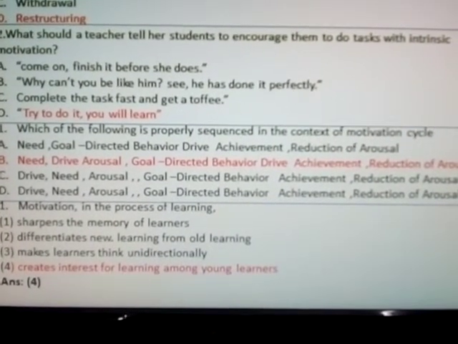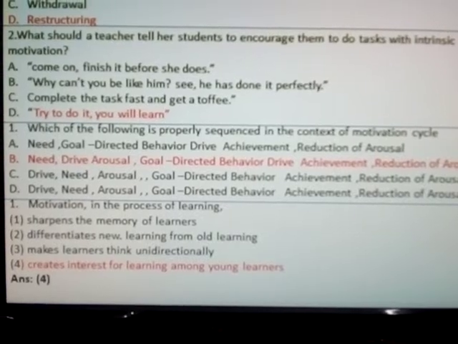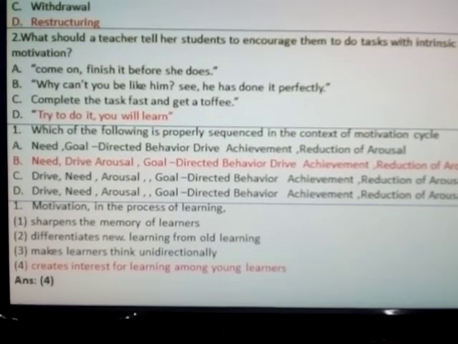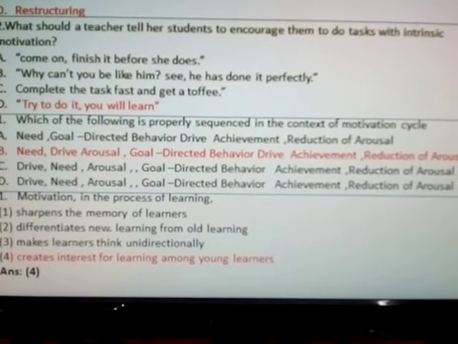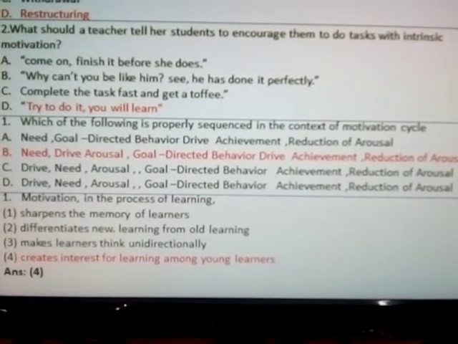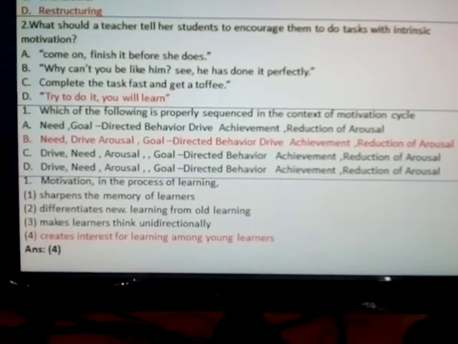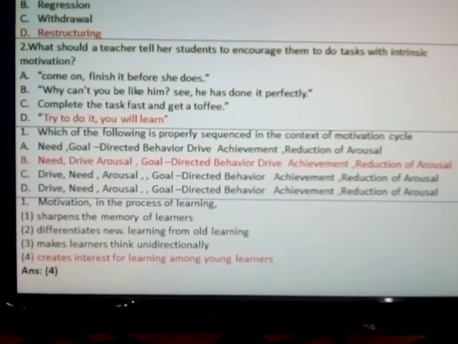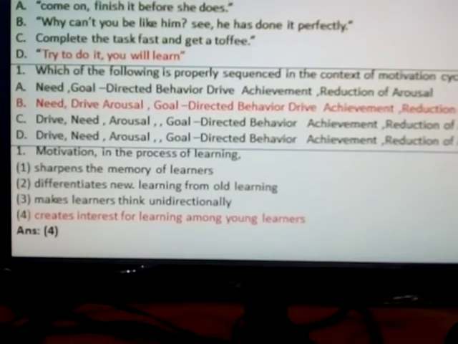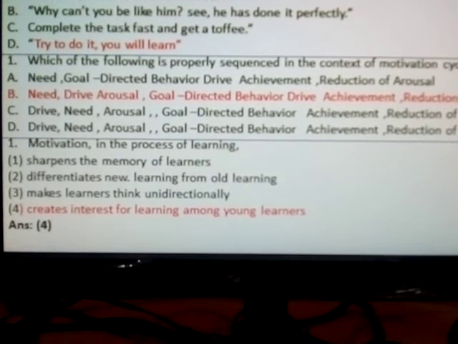Next, which of the following is properly sequenced in the context of the motivation cycle? Need, drive, arousal, goal, direction, behavior, achievement and reduction of arousal. Last question. Motivation in the process of learning creates an interest in learning.